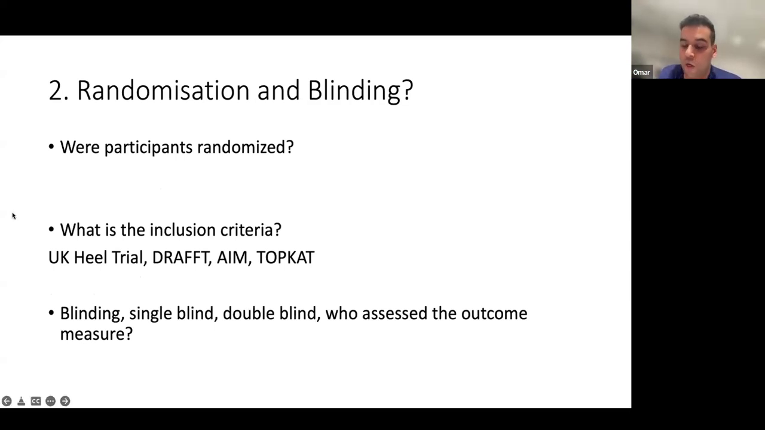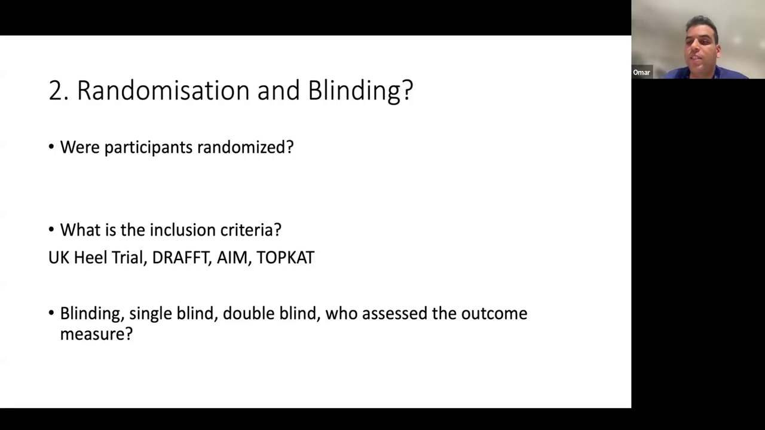I would then ask myself on that study, were the participants randomized, and what was the inclusion criteria? Okay, inclusion criteria is really, really important to read, because you will see a lot of big trials, and these are trials you guys should probably know and have read. UK HEAL, DRAFT, there's obviously DRAFT 2 and 3 now. AIM, TOPKAT. These are all trials, and probably FORCE, that is published in the New England Journal, published in the Lancet recently. So you should definitely read FORCE as well.